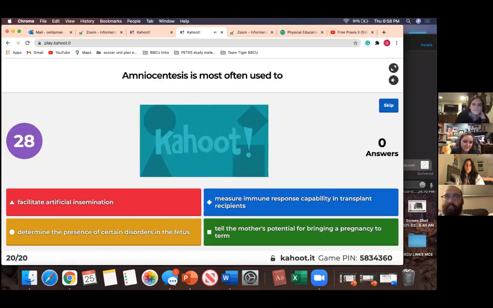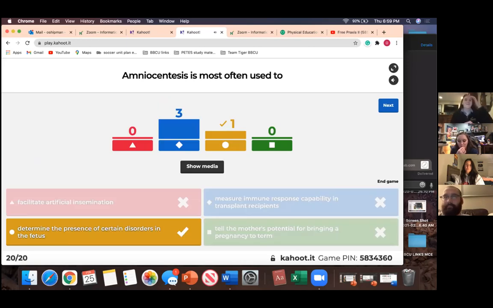Amniocentesis is most often used to facilitate artificial insemination, measure immune response capability in transplant recipients, determine the presence of certain disorders in the fetus, or tell the mother's potential for bringing a pregnancy to term. I really did not know that one. I got that one right, guys. Go, Jessica. Determining the presence of certain disorders in the fetus. Good to know.